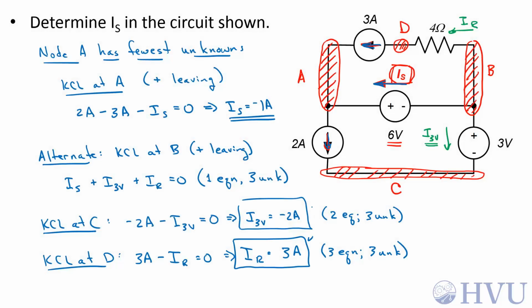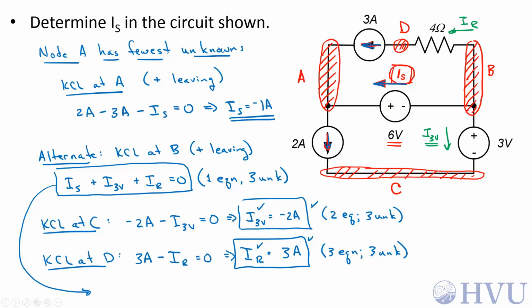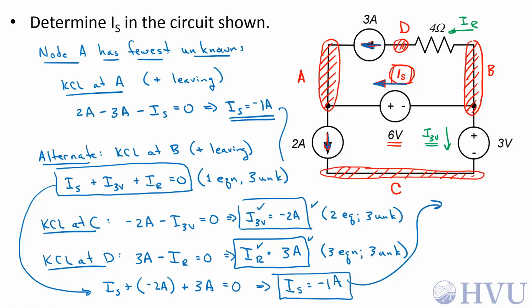We can solve this equation, and this equation for I sub s. That's an easy process because these 2 equations give us numerical values for I3V and IR. So this equation becomes I sub s plus I3V, which is negative 2 amps, plus I sub R, which is 3 amps, is equal to 0. If I solve this, I get I sub s is equal to negative 1 amp. The 2 results that I get agree. So as long as you don't do anything wrong, you should get the correct answer.